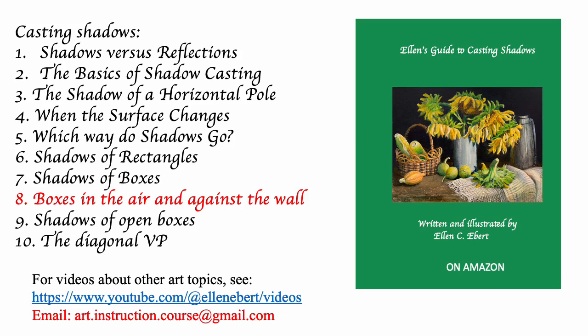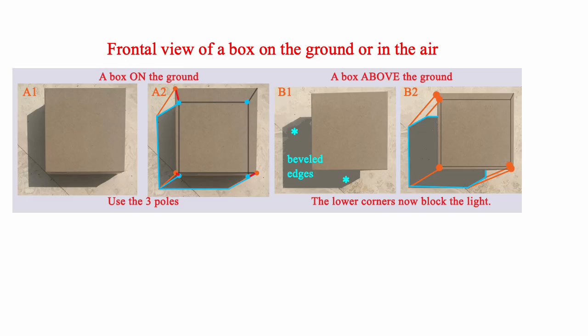This is the 8th video of my series Casting Shadows, and this one's about boxes in the air and against the wall. This is a frontal view of a box on the ground and a box above the ground. And in the first case, I established three vertical poles and drew light rays through their tops and shadow lines through their bottoms to get points on the shadow.